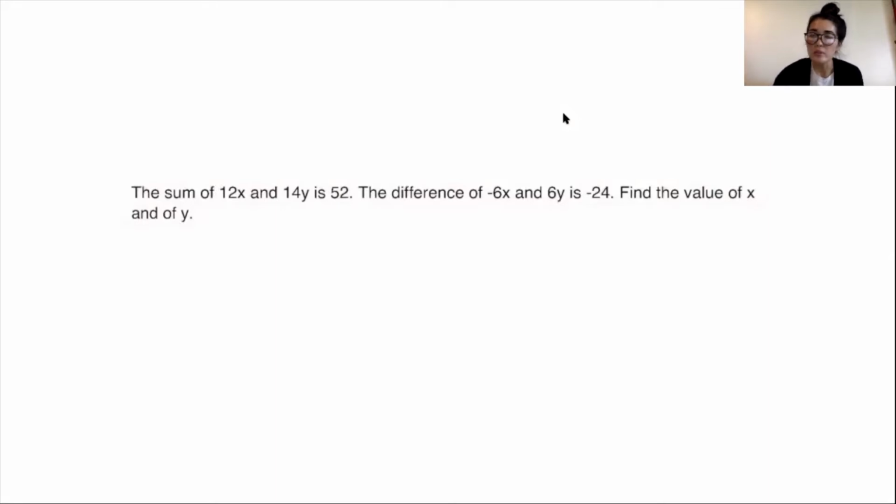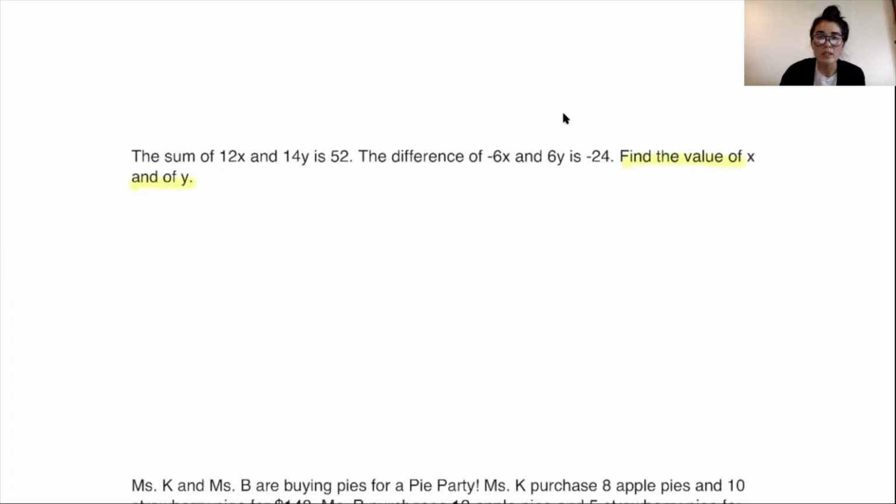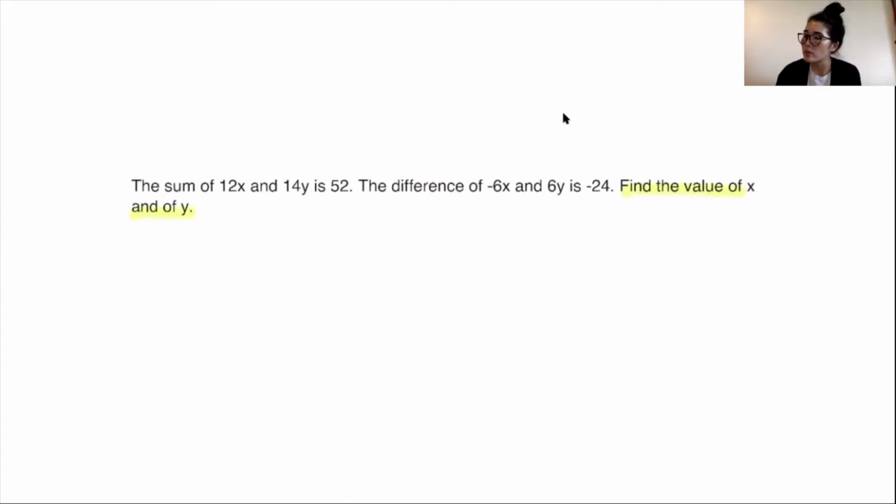What I want to remind you is that we're always going to be looking for two answers. That's why it tells you to find x and to find y. But again, we want to be able to set this up. So we'll write our two equations. The first equation comes from that first sentence. It tells us the sum, so sum being adding, of 12x and 14y is, and that word is our equal sign, equal to 52.